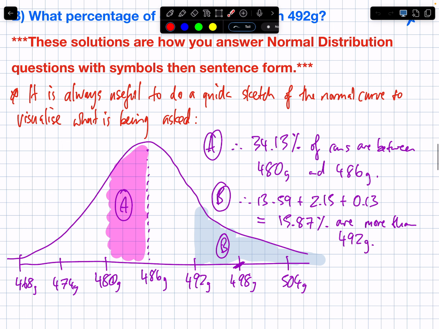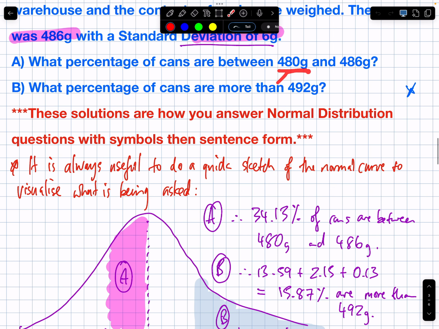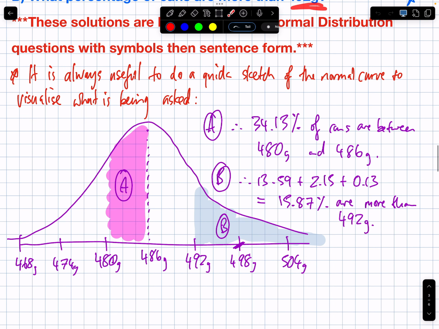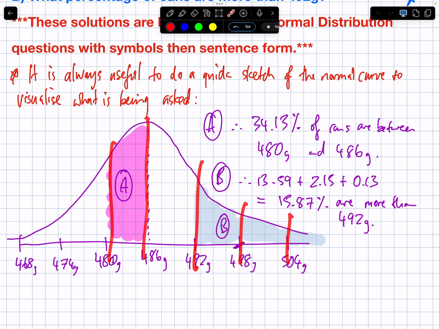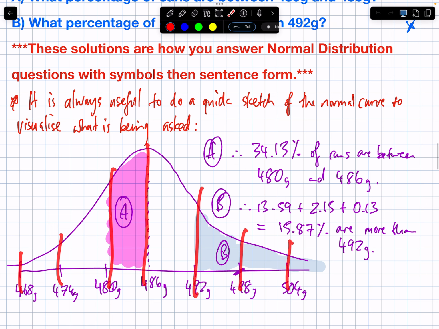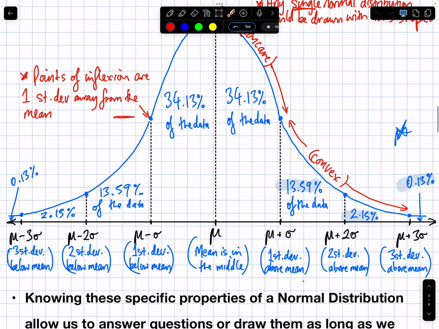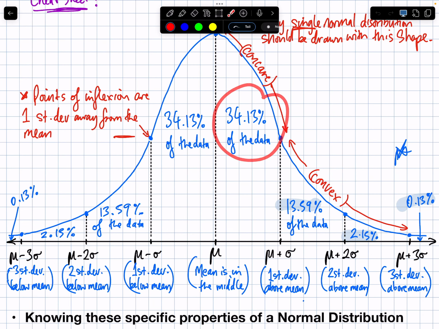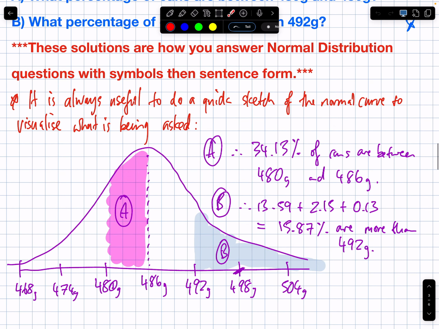because the question asked for 480, 486, and 492, and those all happen to be exactly one standard deviation away from the mean. And that allows us to go to this, and we can pick out 34.13, 13.59, add them all together. But what if the question asked for between 482 and 484? Are those numbers on the scale at the bottom? No. So we need the calculator for that.